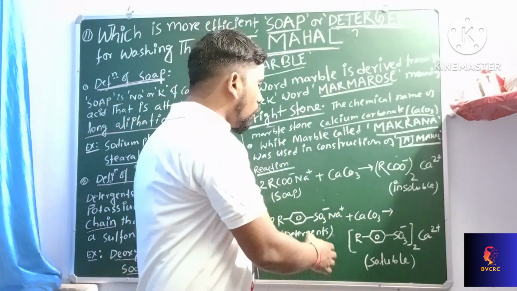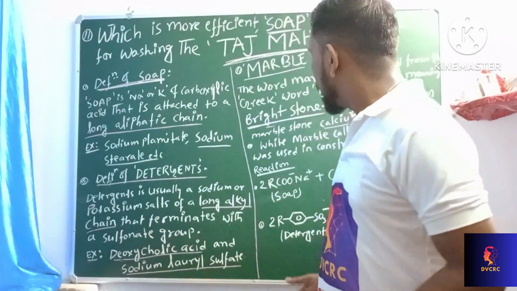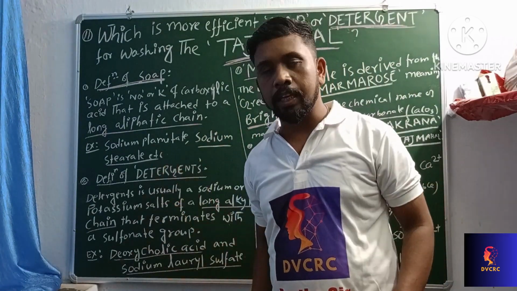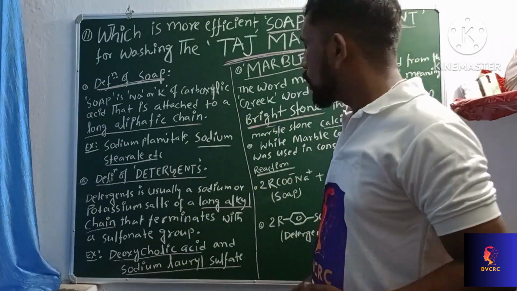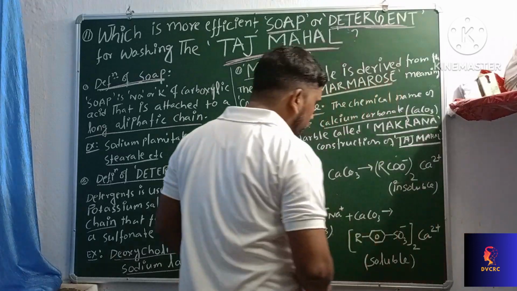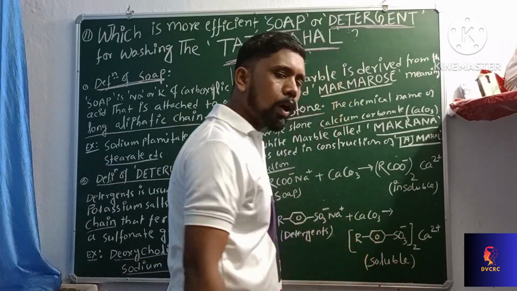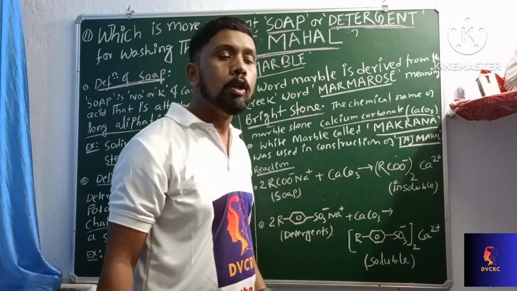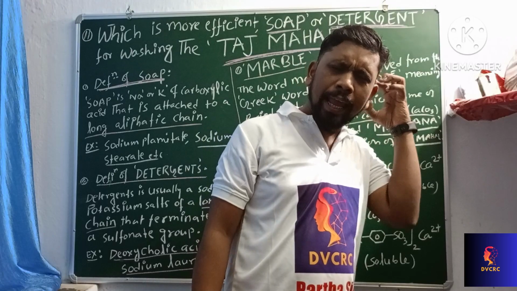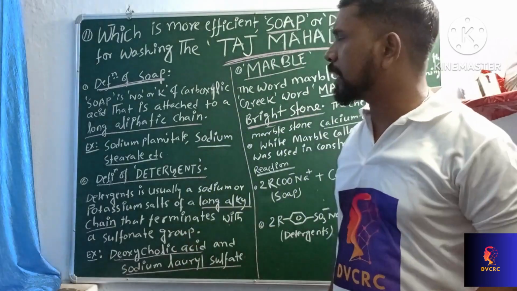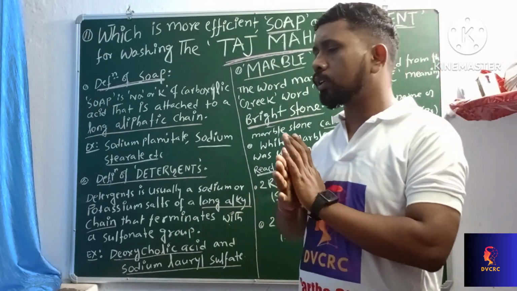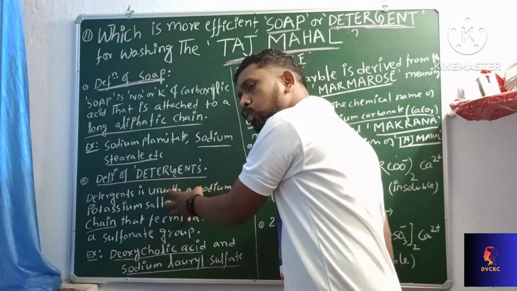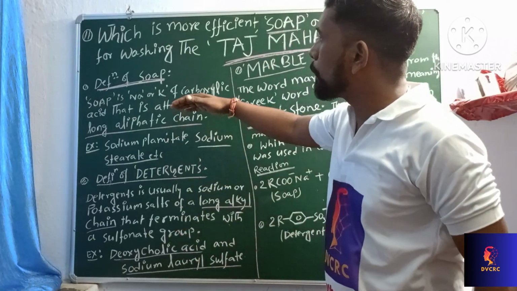So that's why when we use a detergent to clean all these marble oriented things, like the Taj Mahal, these soluble products are formed. But when we use soap, these insoluble products are formed. So for any marble oriented things, when we clean them, detergent is a good reagent compared to soap.